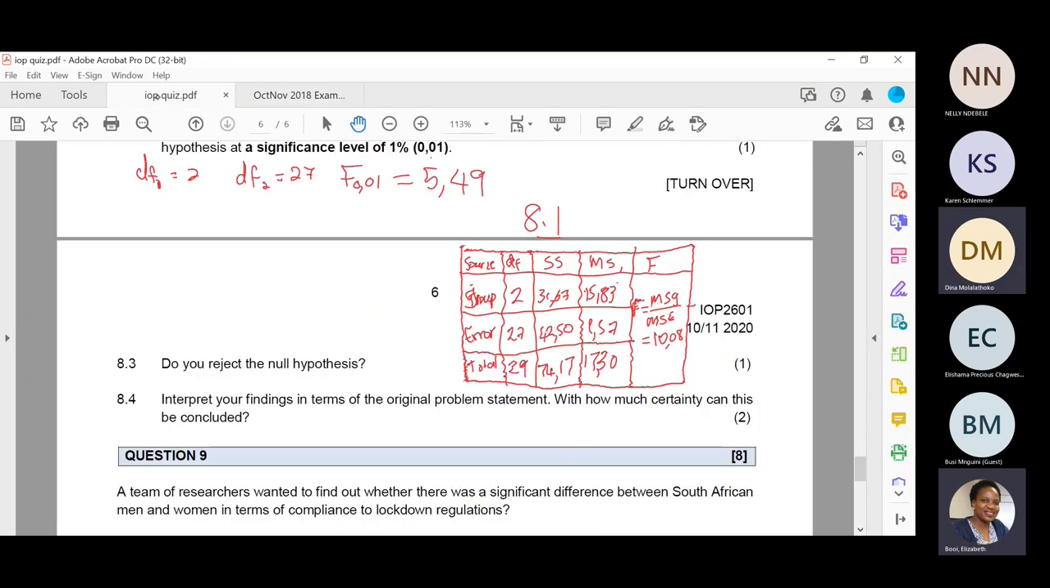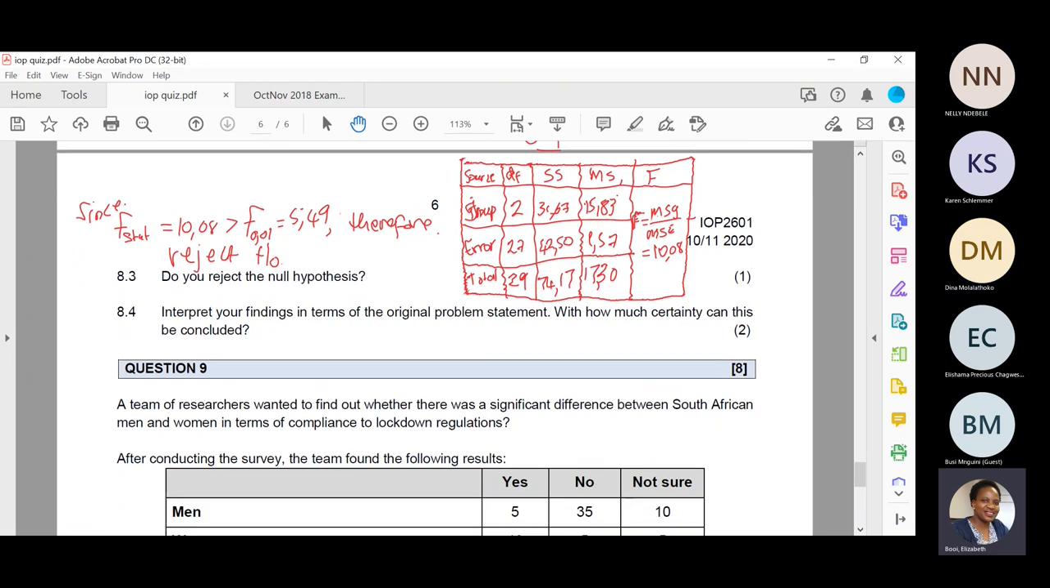So what do you say? You say the F statistic is equal to 10.08, which is greater than your F of 0.01, which is your critical value of 5.49. Therefore, we reject the null hypothesis. F statistic is greater than your critical value, we therefore reject the null hypothesis. That will give you 1 mark to state the sentence like that.